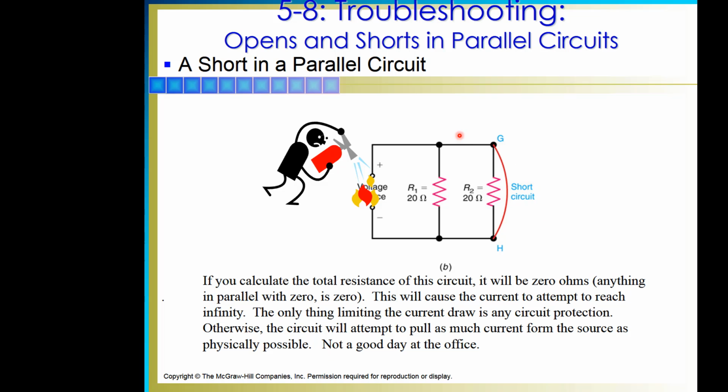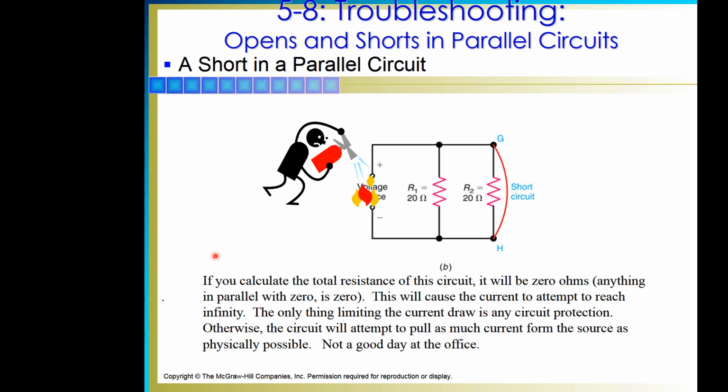And if we have a short in our resistor, the text here reads, if you calculate the total resistance of this circuit, it will be 0 ohms. Anything in parallel with 0 is 0. This will cause the current to attempt to reach infinity. Whatever our voltage source is, it's going to try and reach infinite amps of current. The only thing limiting the current draw is any circuit protection, fuse, circuit breaker that you might have. Otherwise, this circuit will attempt to pull as much current from the source as possible, and you can see our guys having to put a fire out and the fire trucks come and all of that.